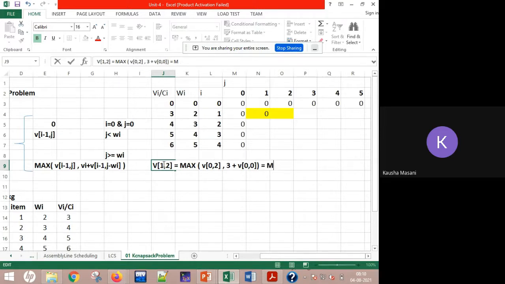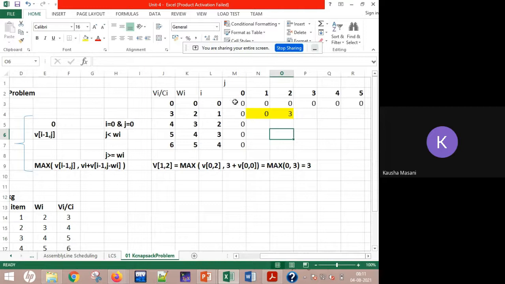So max value I have to pick out of 0, comma 3 plus, what is V? 0, 0, again 0. So it is 3 plus 0, so that is 3. And max value out of these is 3. Correct? So here in this cell, I'm going to enter 3. Getting, students?